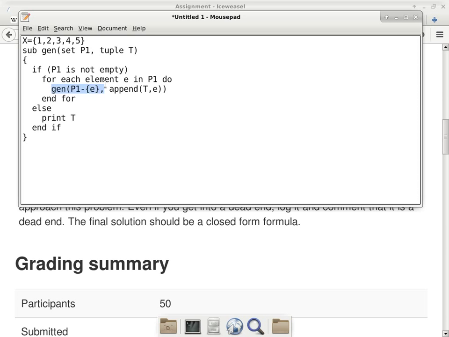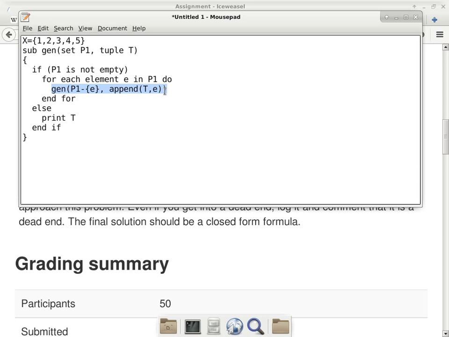So this line does not make any changes to P1 nor T. P1 is not changed, but I am passing a new set, which is based on P1 but without the element E, as a parameter to the next invocation of gen. And then the second parameter is kind of the same thing. I'm not changing tuple T itself. I'm making a new tuple based on T, but with E at the very end. So these are all passed by value. Are there any questions about the pseudocode?